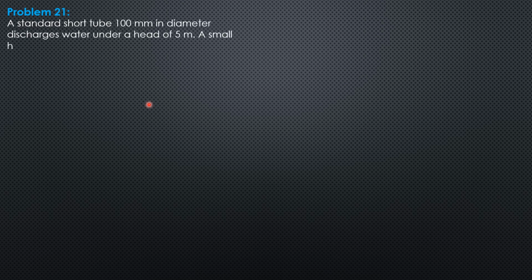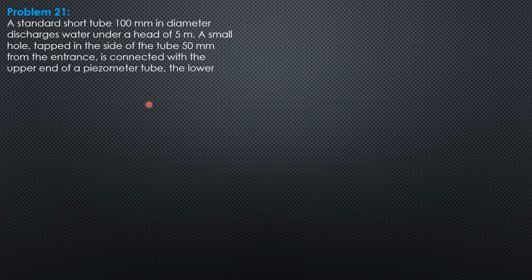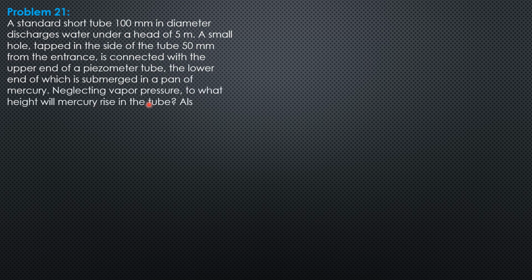Hi everyone, this is example 21. A standard short tube 100 mm diameter discharges water under a head of 5 meters. A small hole tapped into the side of the tube 50 mm from the entrance is connected with the upper end of a piezometer tube, the lower end of which is submerged in a pan of mercury.